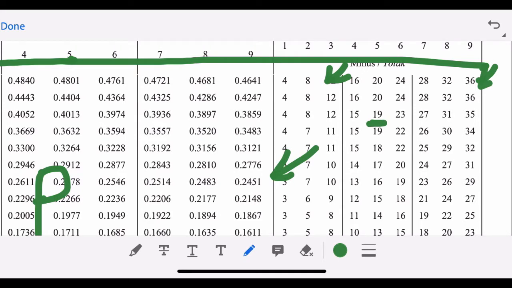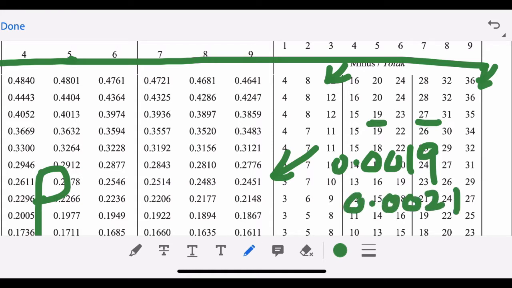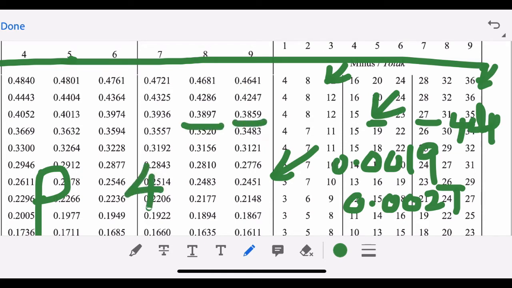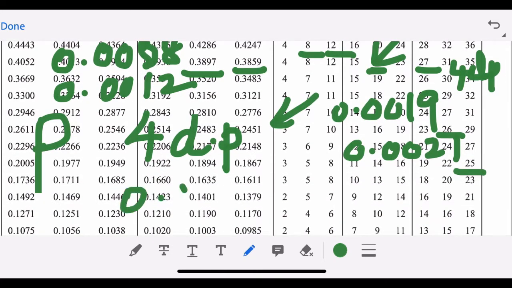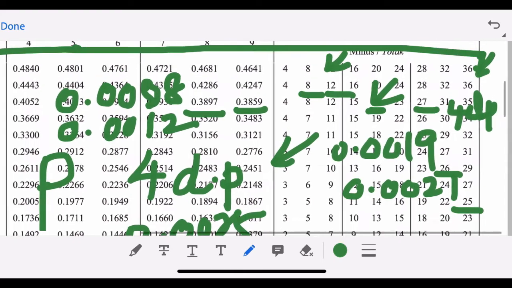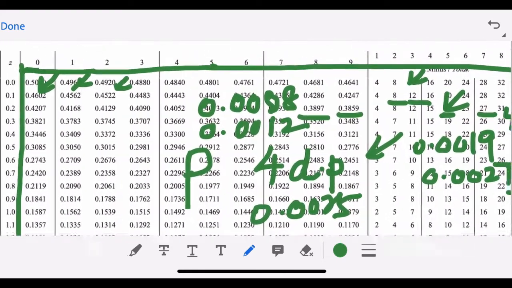So how to read this one? This one is 0.0019, and this one you will read as 0.0027. You must know, nobody will tell you this. The probability value should be 4 decimal places. Can't you see all 4 decimal places? Even though they give you 8, it should be 0.0008. If they give you 12, it's 0.0012. If you read 25, it means 0.0025. All the probabilities are 4 decimal places.